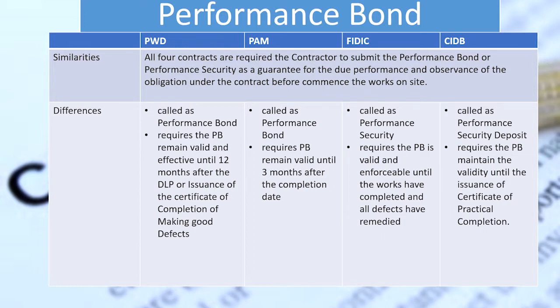While in FIDIT, it is called the performance security. It requires the performance security to be valid and enforceable until the works are complete and all the defects have been remedied. For CIDB, it is called the performance security deposit. It requires the performance security deposit to maintain its validity until the issuance of the certificate of practical completion.